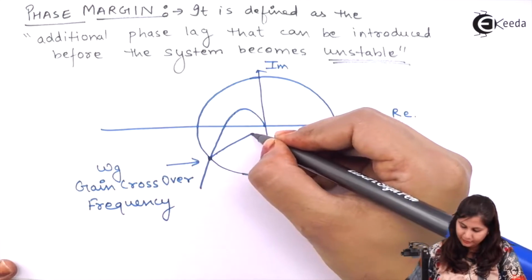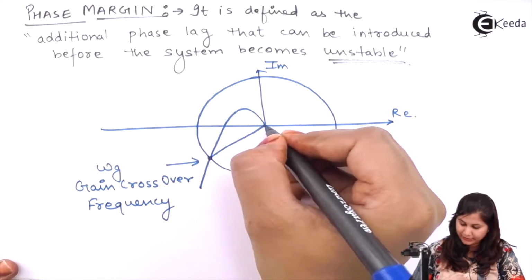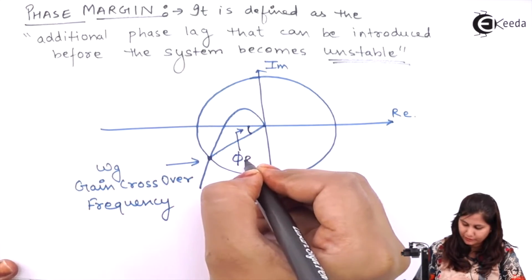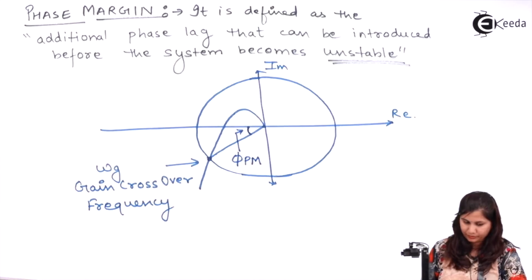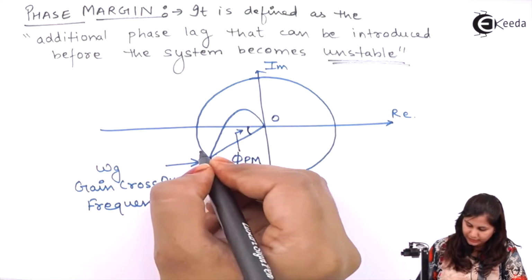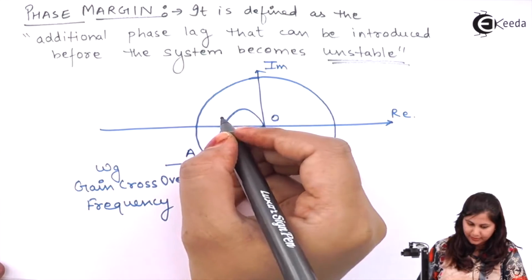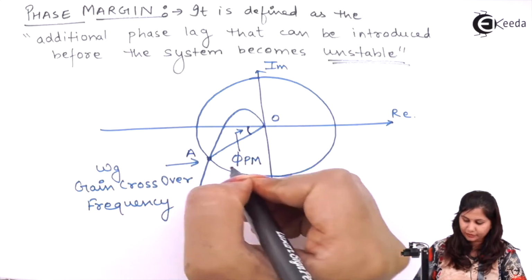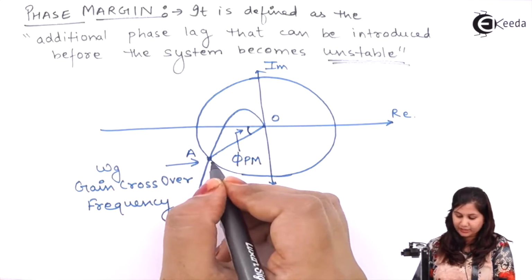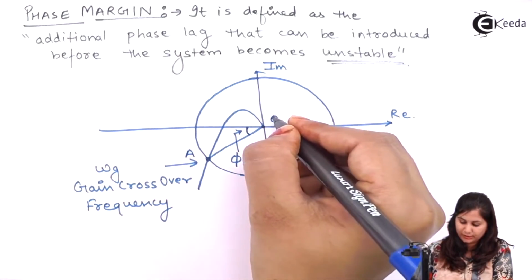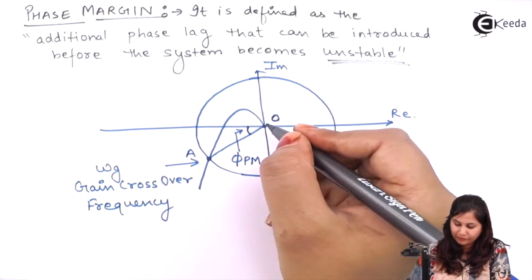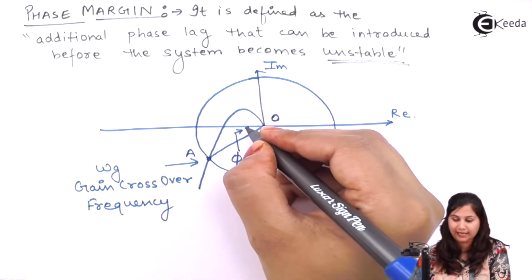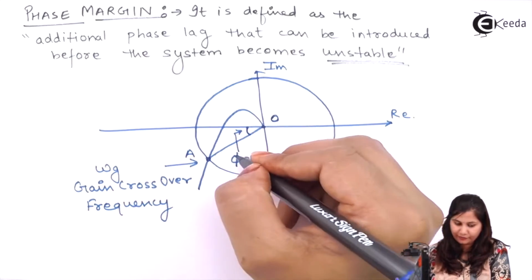And the angle which this point is making with the negative real axis is called the phase margin, phi pm. This is the point O, this is A. So let us take a point A, which is the intersection of this polar plot and the unit circle, and this unit circle is centered at the origin. This is the origin point O, and we are joining O and A, and then measuring this phase angle. So this phase angle is the phase margin.